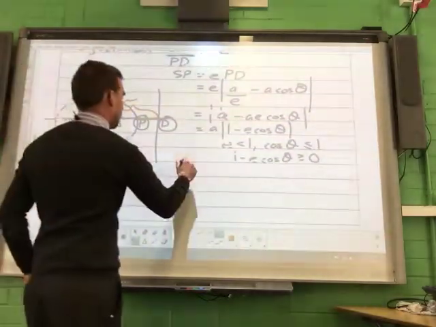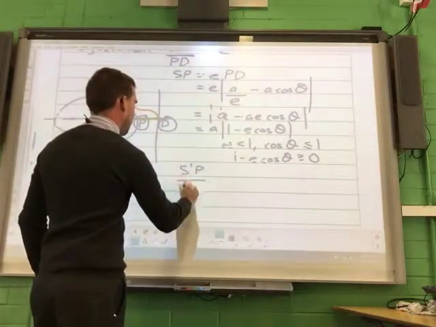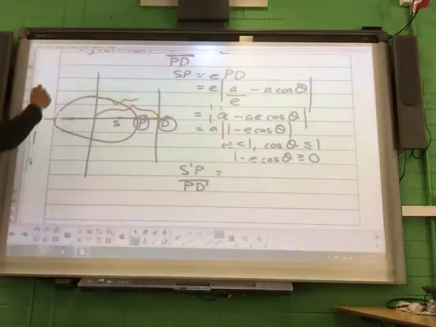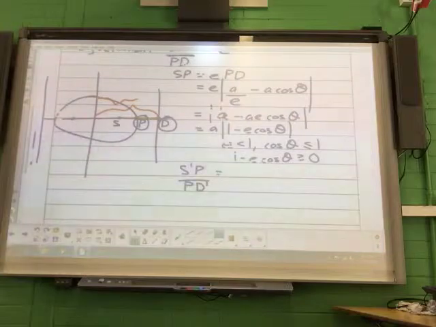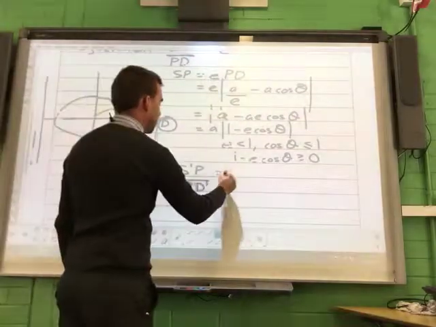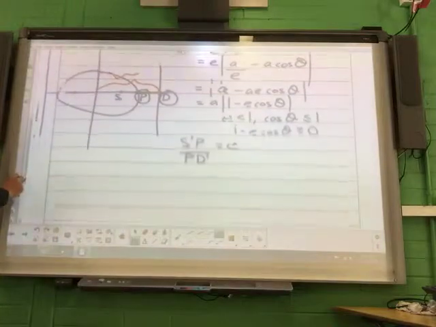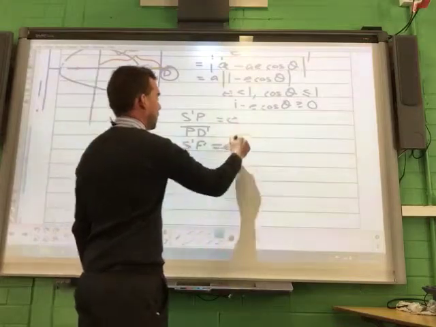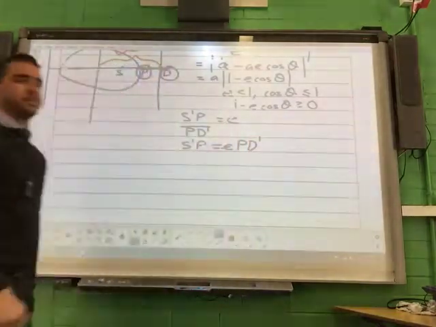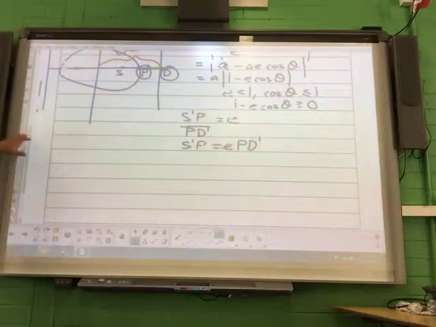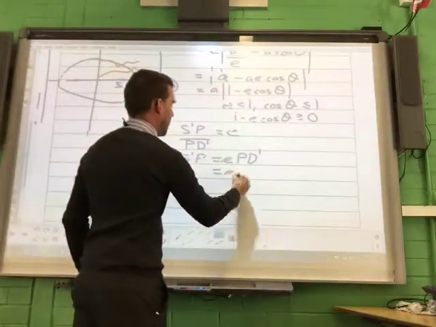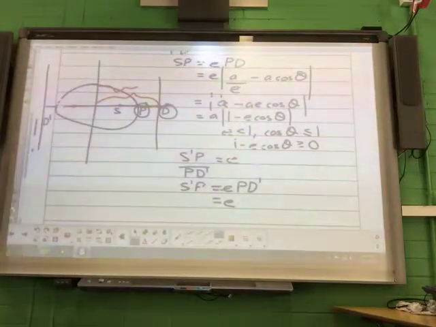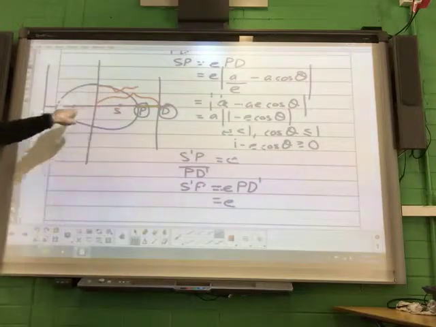So S prime P. We're going to consider the directrix on the other side here. Of course, that's your eccentricity, same value again. S prime P is equal to E lots of PD prime. So equals E times the distance PD prime, so we need that whole distance there.